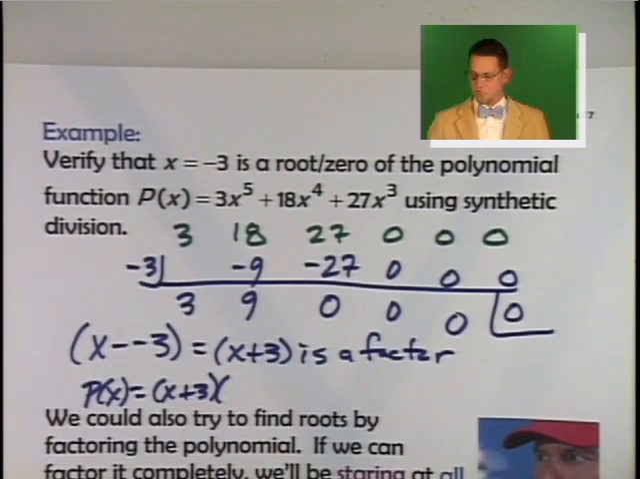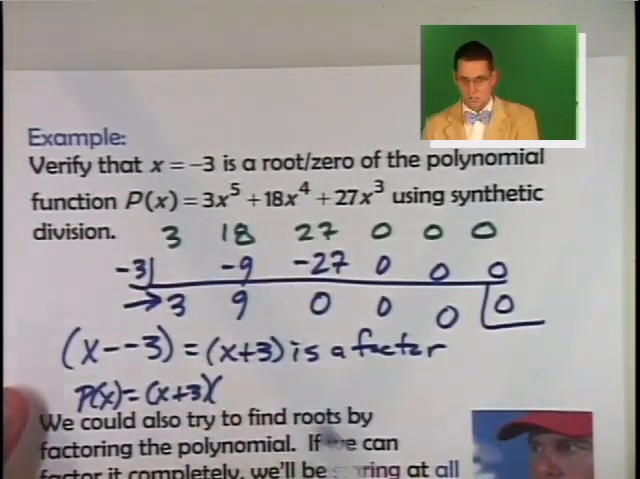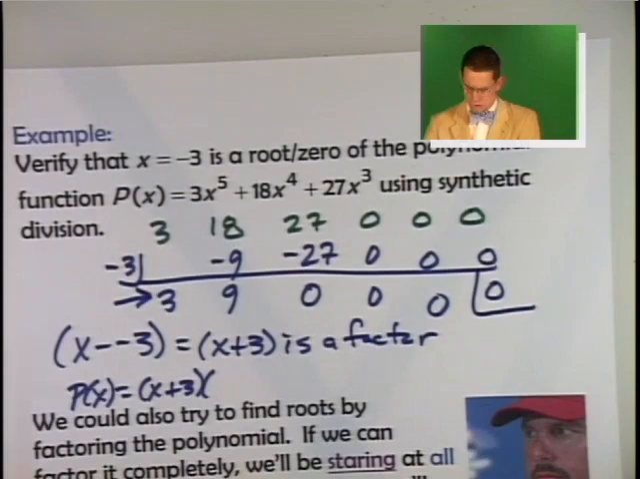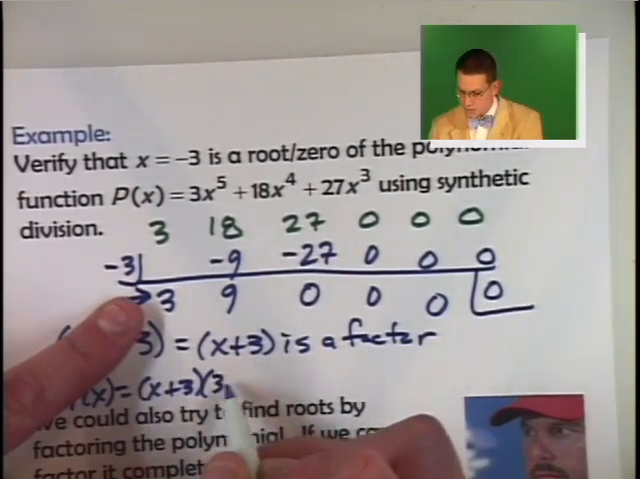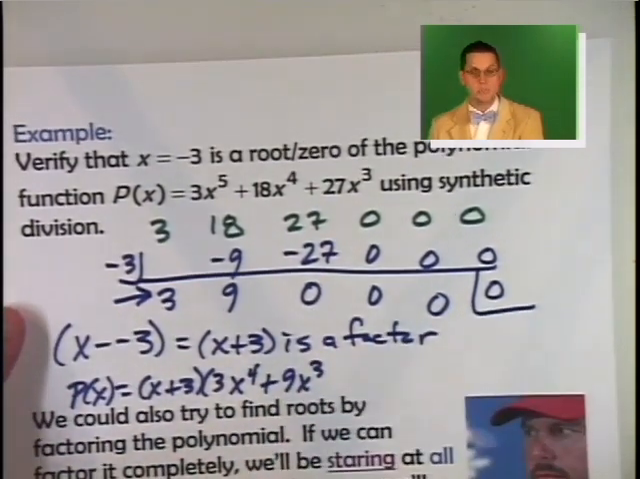Well, remember what I told you before? These numbers down here give you the coefficients of the quotient. Okay, and it's 1 degree smaller, so it's the depressed polynomial. Not depressed because it's in a math class, but depressed because it's 1 degree smaller. So if we started with a 5th degree polynomial, now we're 4th. So this would be 3x to the 4th plus 9x cubed plus zeros the rest of the way.